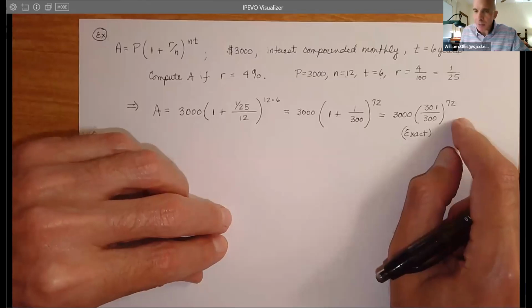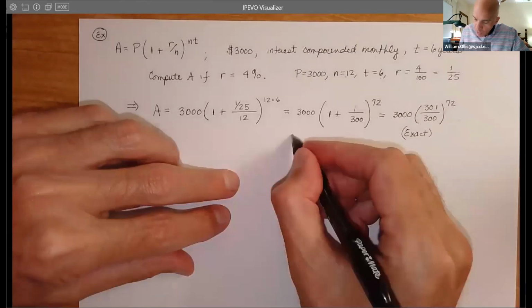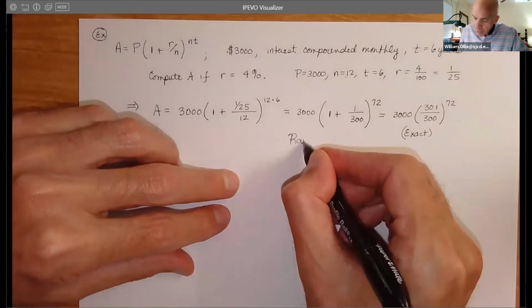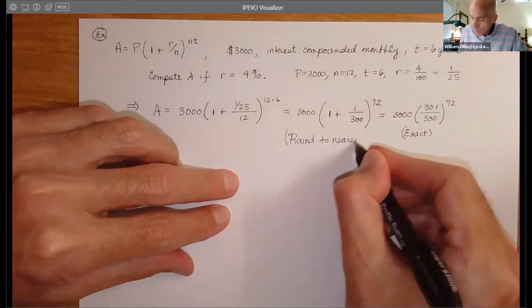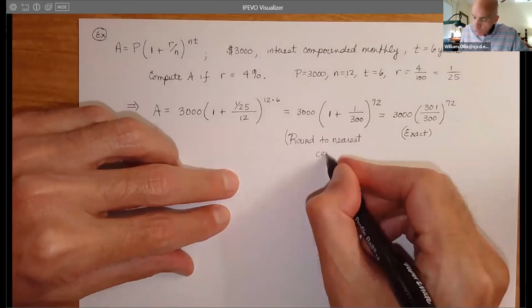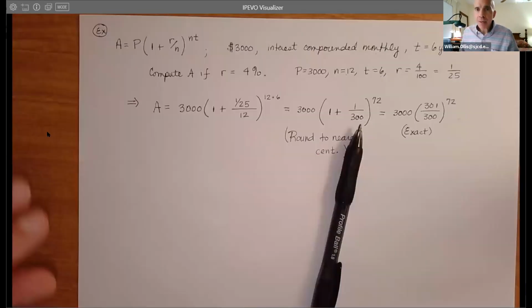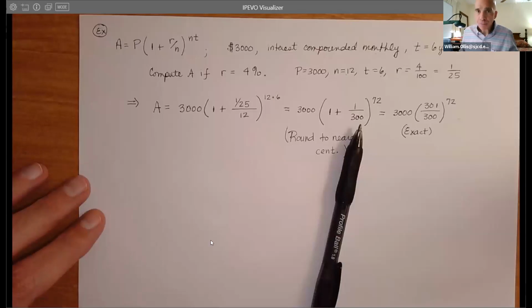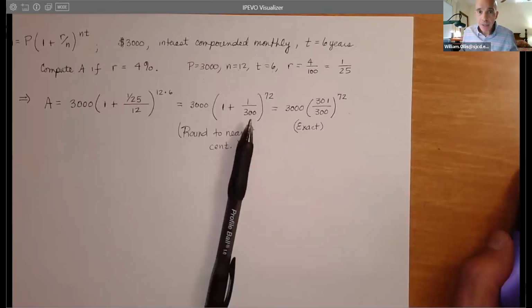WebAssign will say something like, in this particular case, they say round to the nearest cent. That will be the formatting, round to nearest cent. And you will need to follow the format. And so what I want to do is show you the use of the Google calculator that we have here.